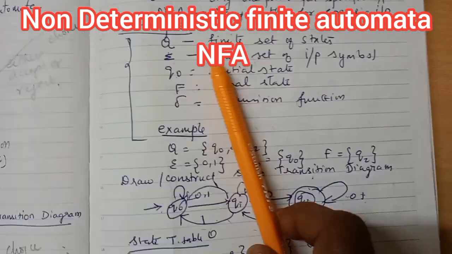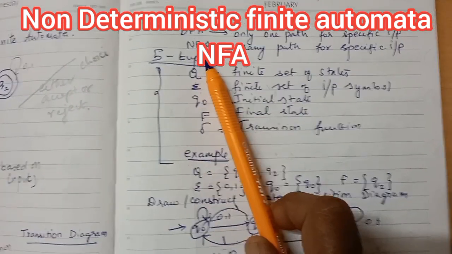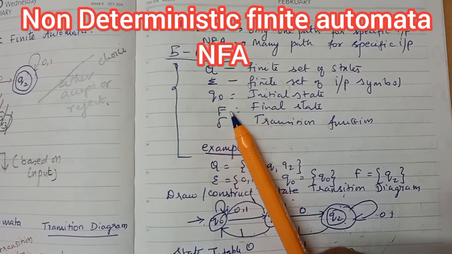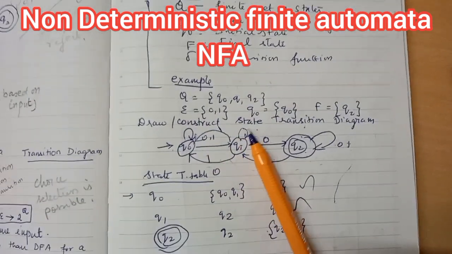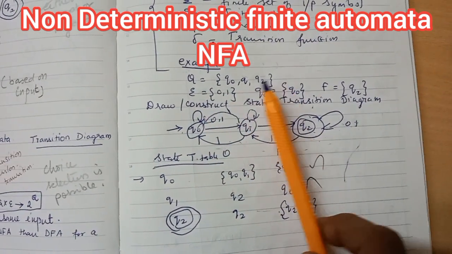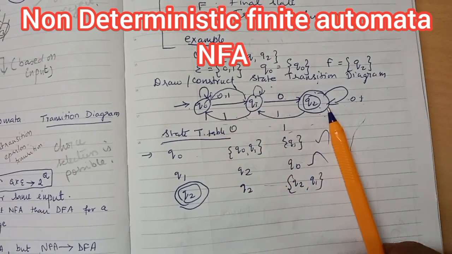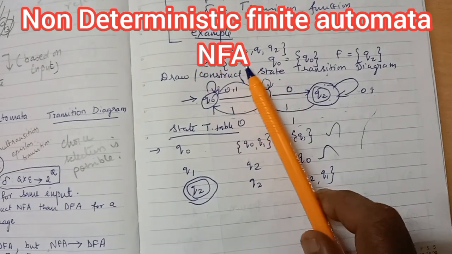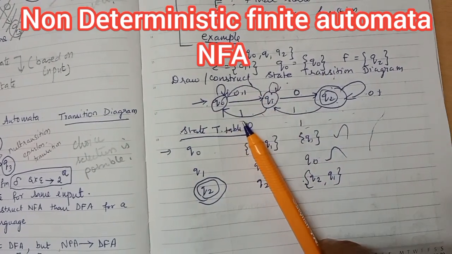The NFA is also represented with a 5-tuple: Q, sigma, Q naught, F and delta. So let us see an example first. Q is the set of states: Q naught, Q1, Q2. So we have been given 3 states. The inputs are 0 and 1, so for every state we can supply 2 inputs, one is 0 and another one is 1.